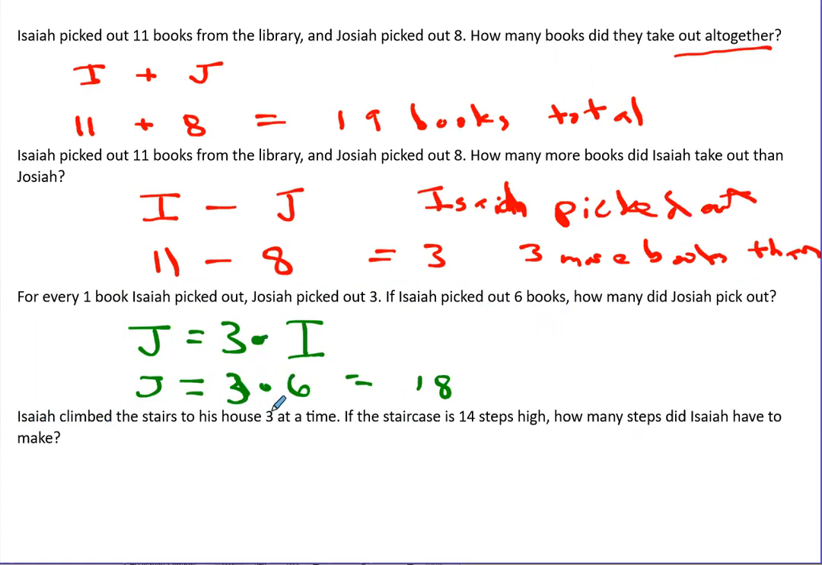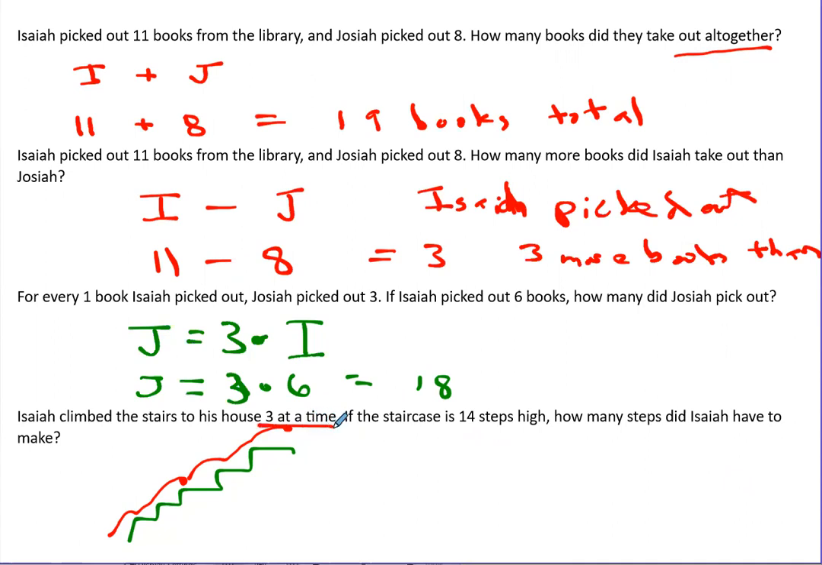And lastly, Isaiah climbed the stairs to his house 3 at a time. So let's draw in some stairs here. Right? He's going 3 at a time here. So 1, 2, 3, 4, 5. I didn't draw enough. 6. So if I wanted to draw a staircase 14 steps high, I could just draw this and not really use an operation. I'm literally just counting. But if I want to avoid that, I can use division.